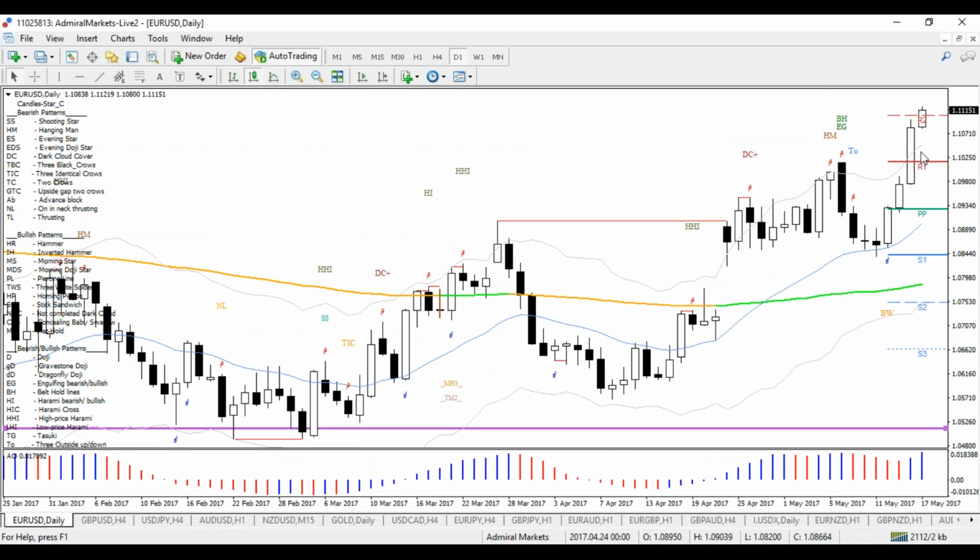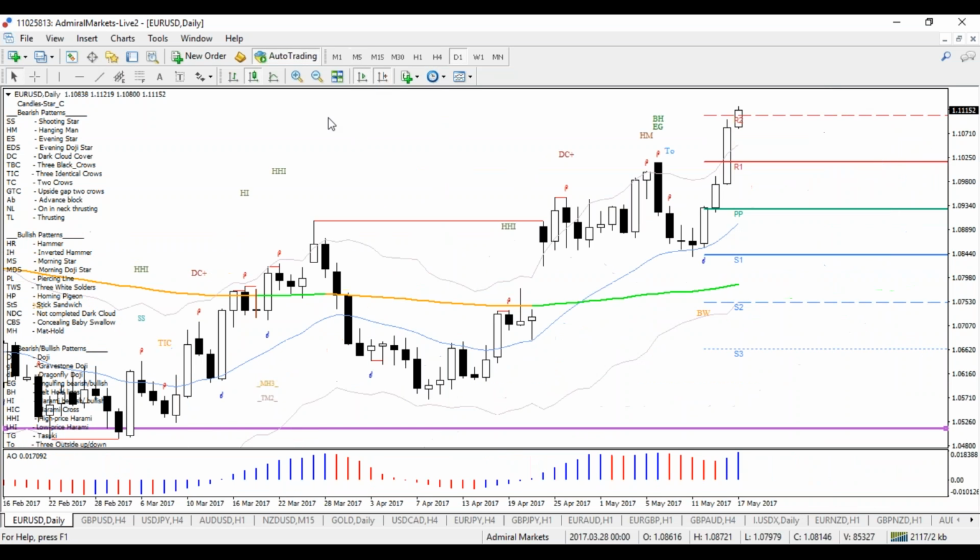That would be a breakout. It's not a candlestick pattern because there are no patterns visible with this indicator. But with the breakout, that is okay.